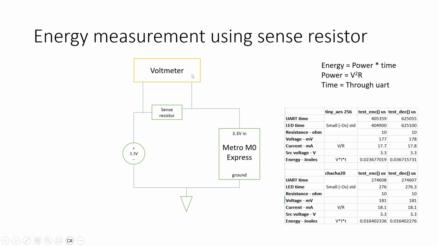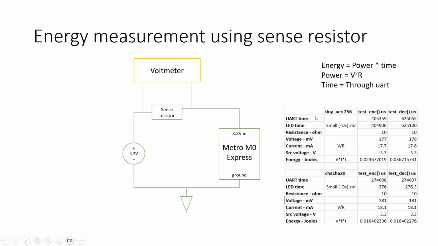Then we use a multimeter which can measure voltage across the sense resistor and connect this on both the sides of the resistor. Now when our code is running, some average current will continuously flow through this circuit, and this current will cause a voltage drop across our sense resistor. So in this case, suppose the current is 10 milliamperes and the resistor value is 10 ohms. So we will see that the voltage across this will be 10 times 10, which is 100 millivolts.